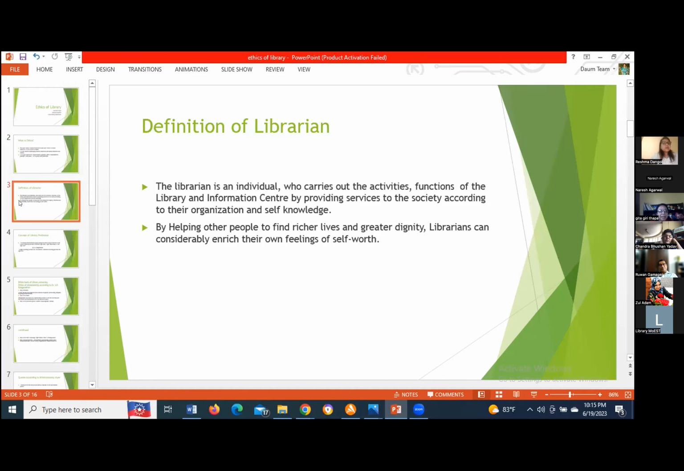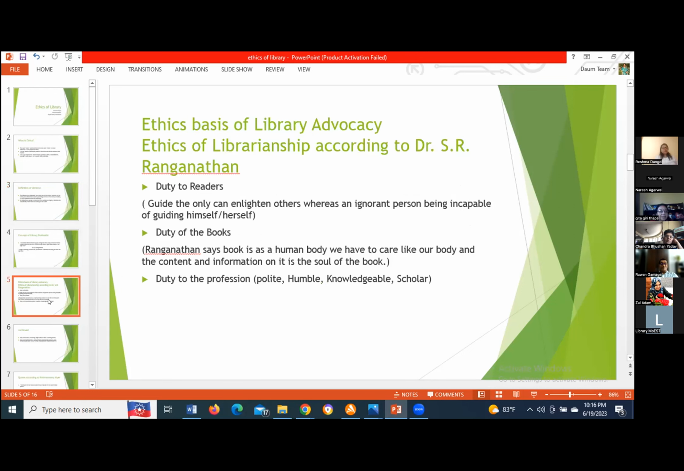Definition of librarian. The librarian is an individual who carries out the activities and functions of the library and information centers by providing services to the society according to their organization and self-knowledge. By helping other people to find richer lives and greater dignity, librarians can considerably enrich their own feelings of self-worth. Ethics, basis of library advocacy. Ethics of librarianship according to Dr. S.R. Ranganathan.